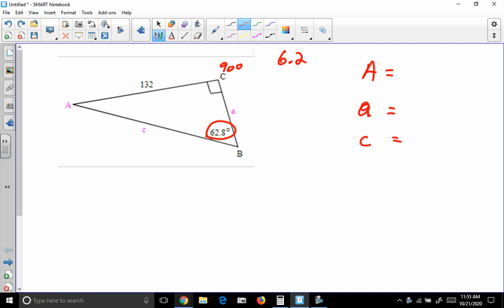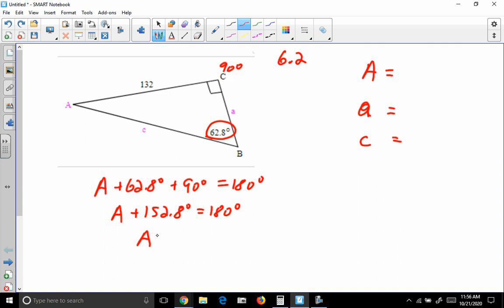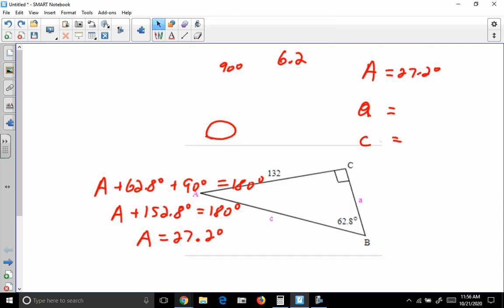So we can either do angle A plus angle B plus angle C equals 180, or being a right triangle, we can use the fact that these two angles are complements. So these two angles add up to 90. But either way, we could simplify the left side and get 62.8 plus 90 is 152.8 degrees. And then if we subtract that from 180, what we're left with should be about 27.2 degrees. 27.2 degrees for angle A.